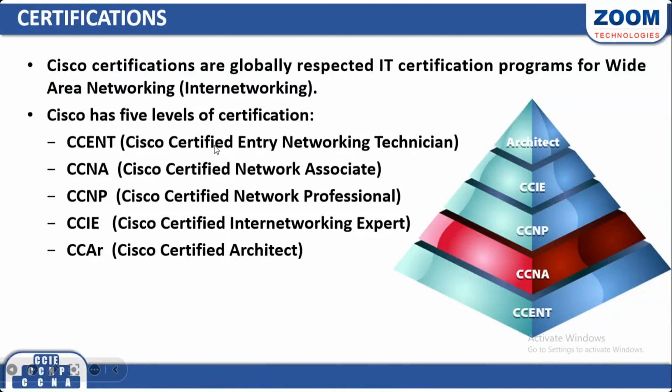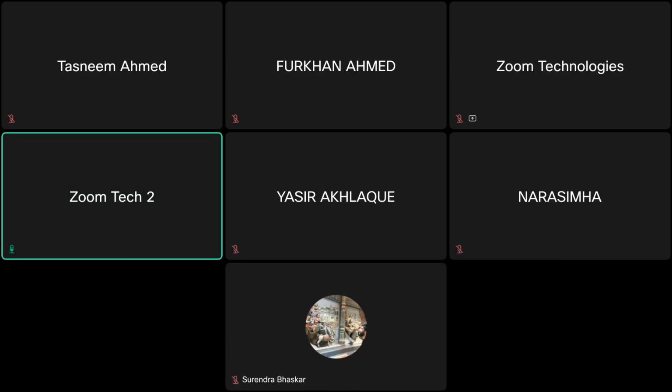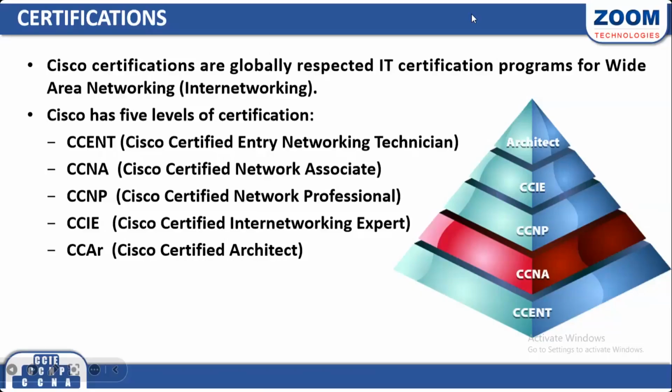CCENT, this is actually a very basic level, Cisco Certified Entry Networking Technician. Then after CCENT comes CCNA, associate level training. Then NP, I, and AR. So these are the certifications. But here we are talking about CCNA, which is Cisco Certified Network Associate, basic level training, nothing but associate level training for networking.